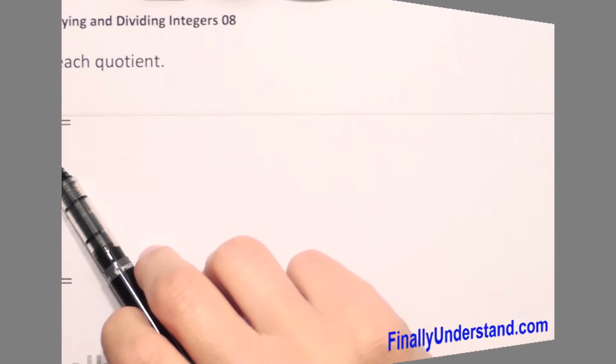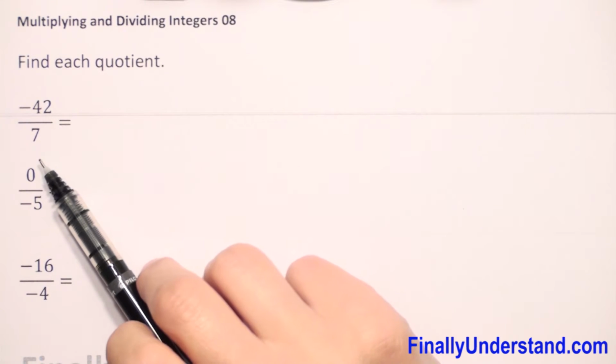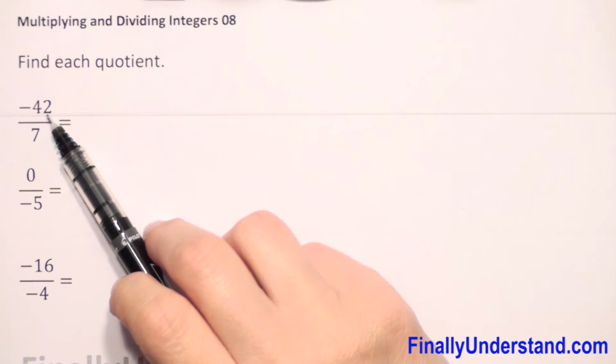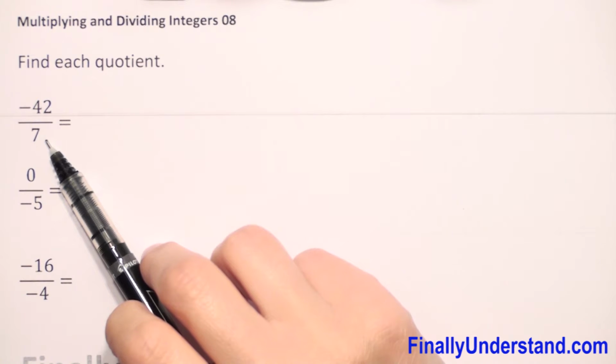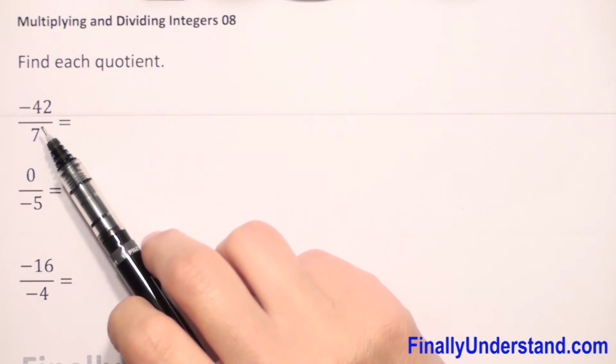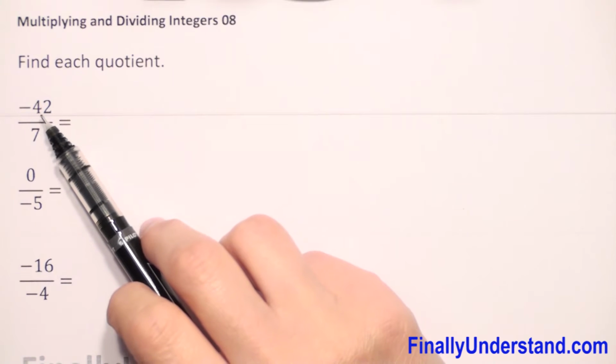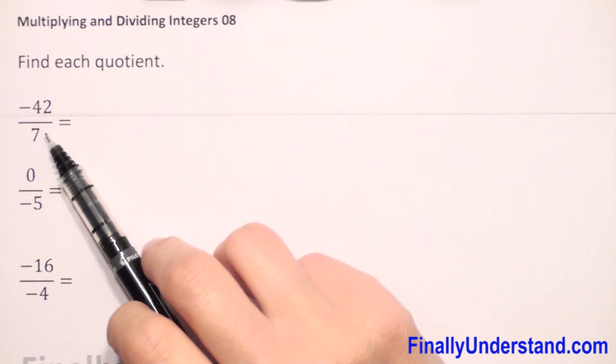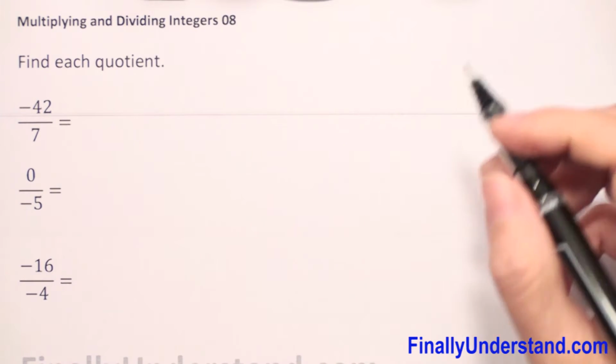Find each quotient. We have negative 42 divided by 7. We have division of integers. First number is negative and the second is positive. In the division of integers, the rules are the same like for multiplication of integers. So when one number is negative and the other is positive, the answer will be always negative.